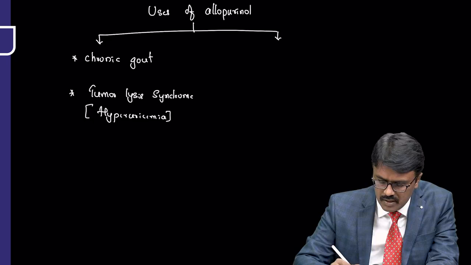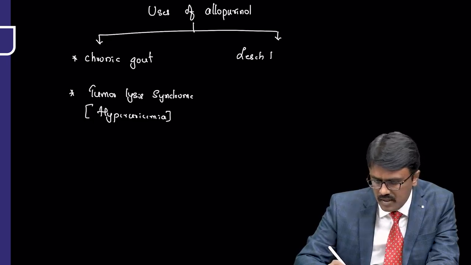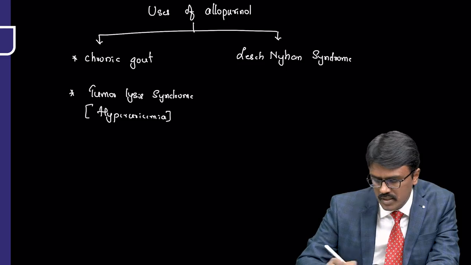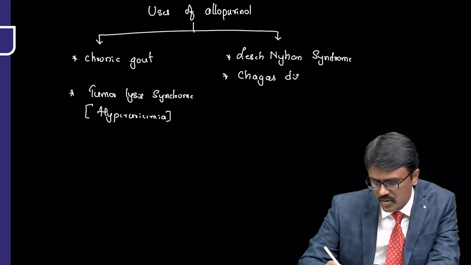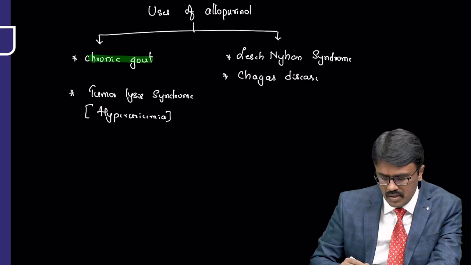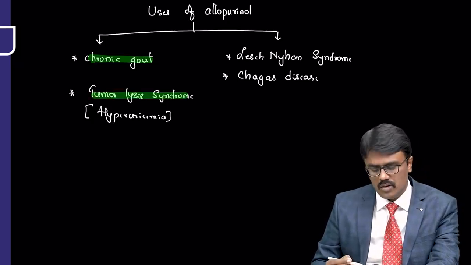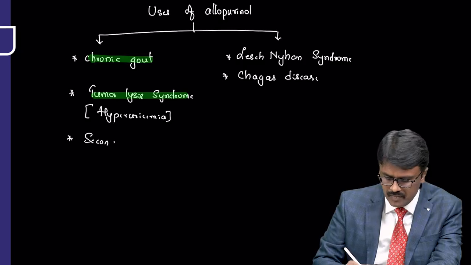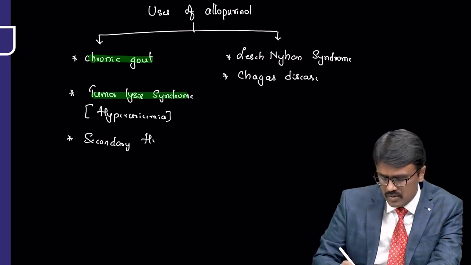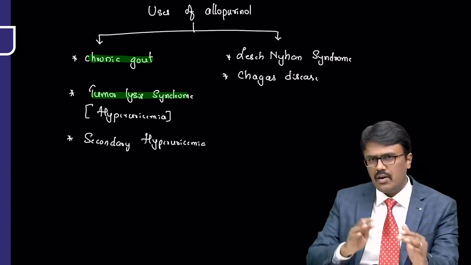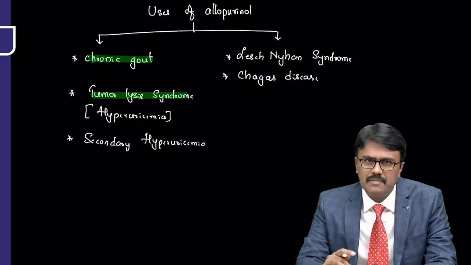Now other rare use of the drug is it is used in Lesch-Nyhan syndrome. It's a rare use, and also it is used in a disease called Chagas disease. So these are the other uses of allopurinol, but please keep in your mind it is mainly used for chronic gout as well as wherever the uric acid is high, that is tumor lysis syndrome, or any other causes for hyperuricemia like secondary hyperuricemia conditions. Any reason the uric acid is high, we use allopurinol. So one drawback of allopurinol was it was causing allergy.